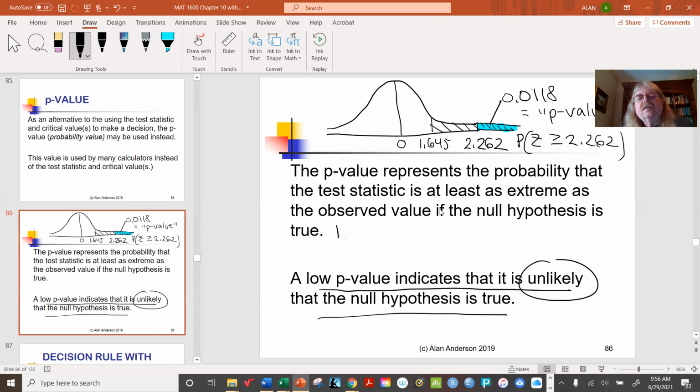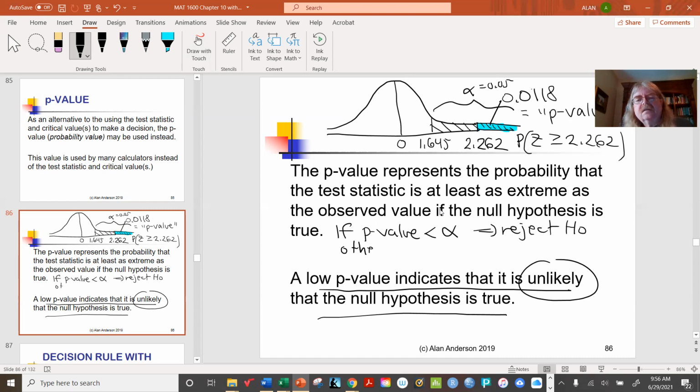So that is the logic behind what I'm about to say. If the p-value is less than alpha, and by the way, this whole region does have an area of alpha, then we reject the null. Otherwise, of course, do not reject the null.